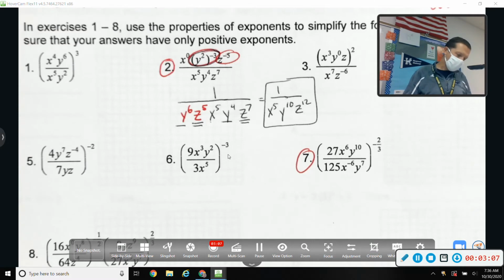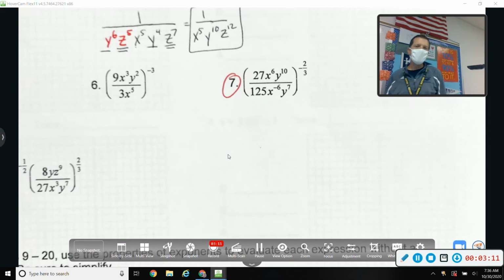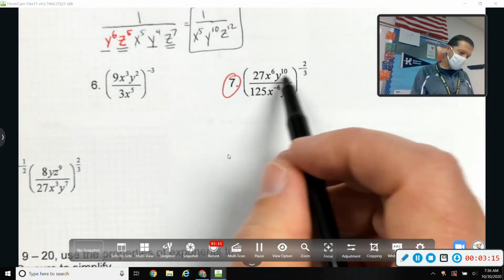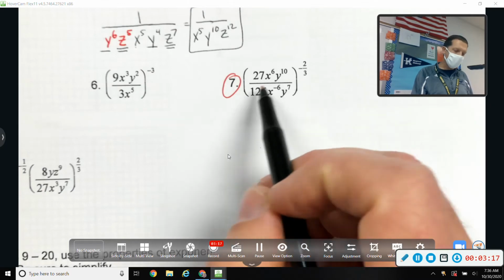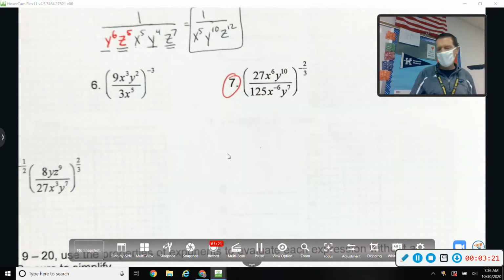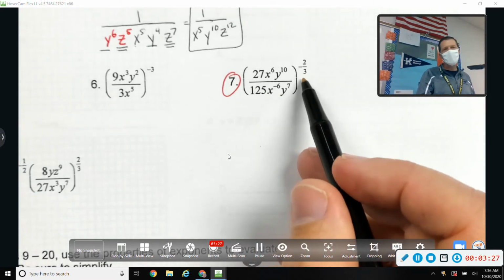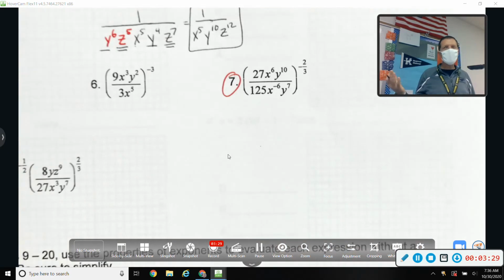Let's look at number 7. Looks a little bit worse. We have options. We can distribute the negative 2/3 first, or we could simplify inside first and then do the negative 2/3. I see nodding. I think I agree. Let's simplify as much as we can first before we worry about that fractional negative exponent.